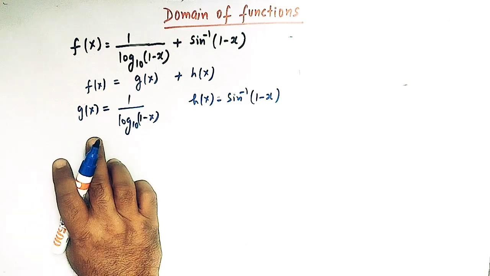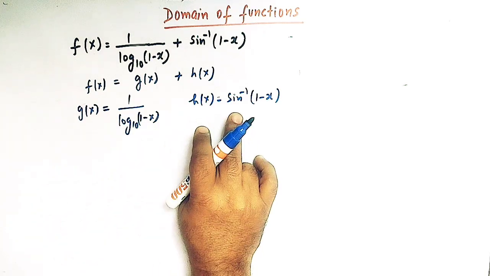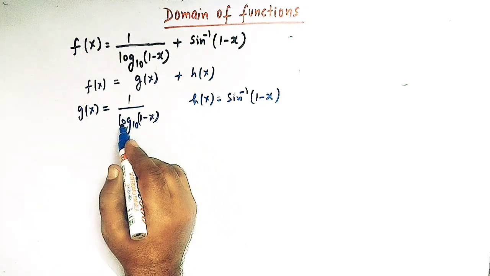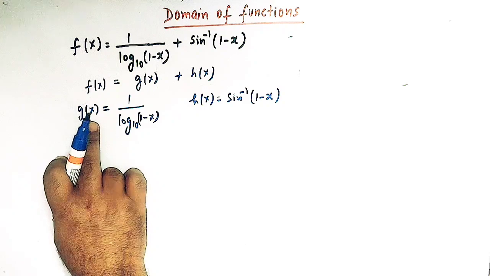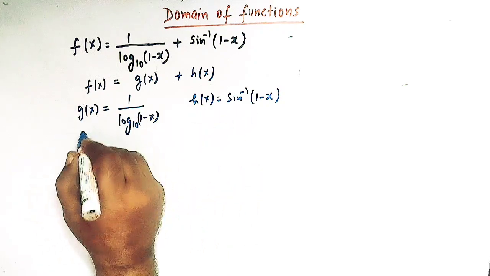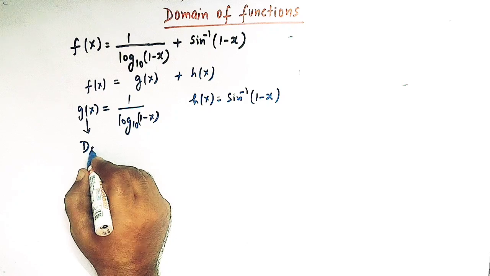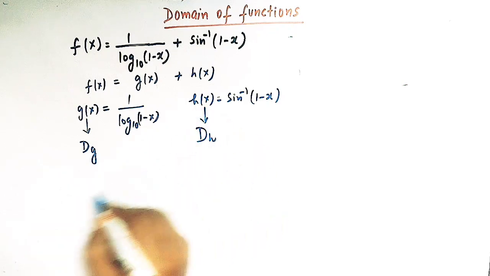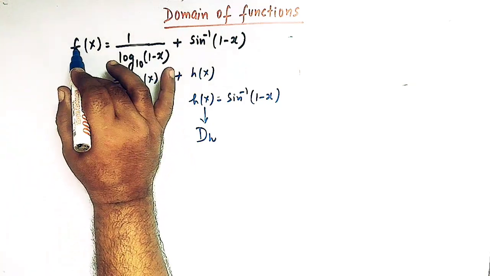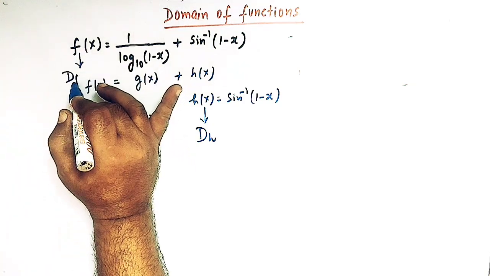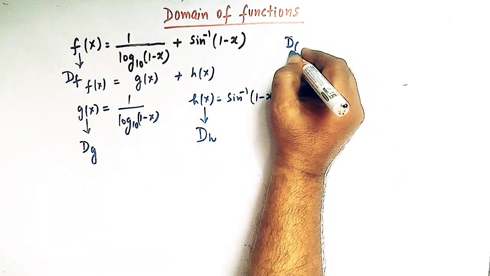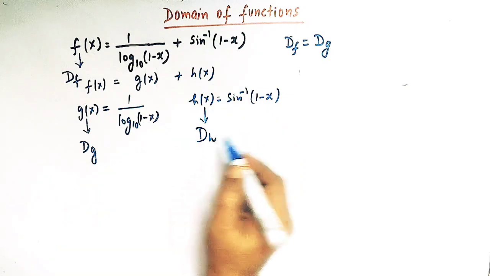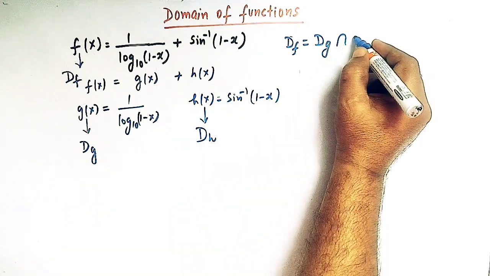So we'll separately find the domain of these two functions, and the domain of this function f of x is the intersection of the domains of these two functions. Let us take the domain of this function as dg, and the domain of this function as dh, right? If the domain of f of x is taken as df, then df is given by the intersection of these two sets, that is dg intersection dh.